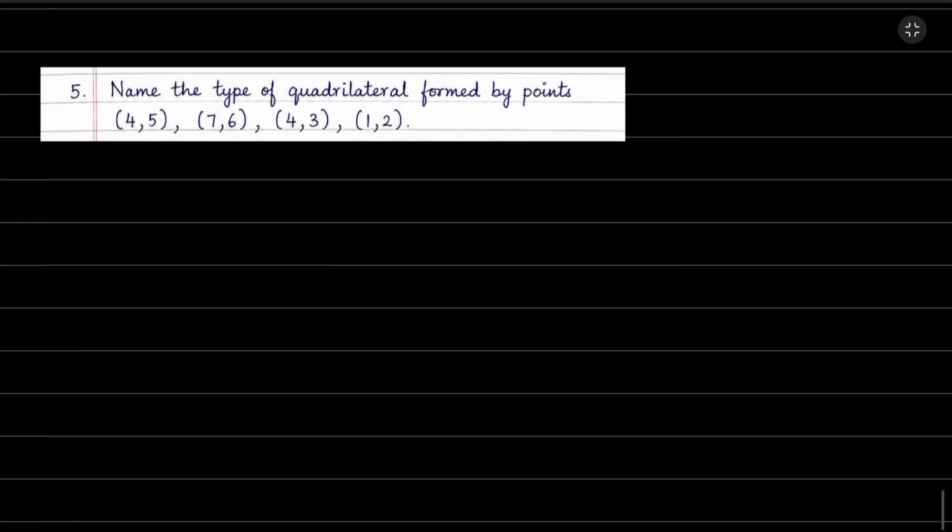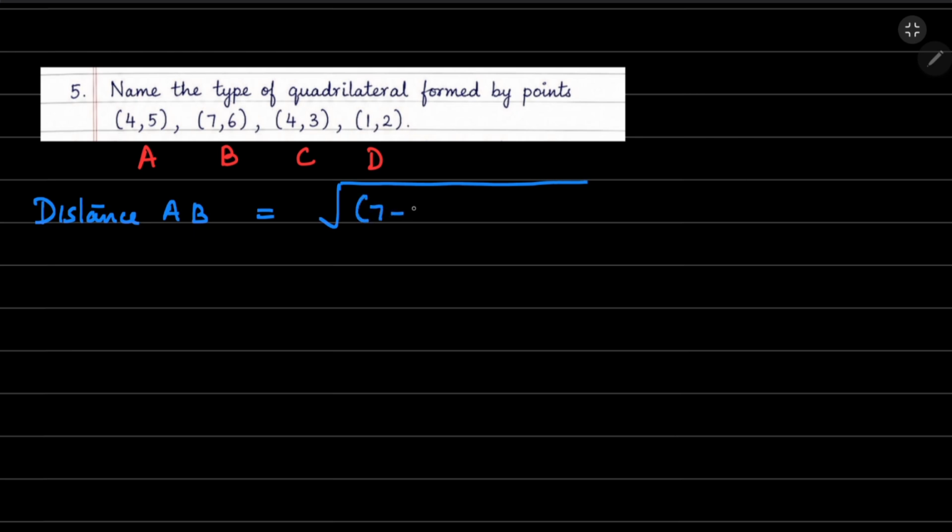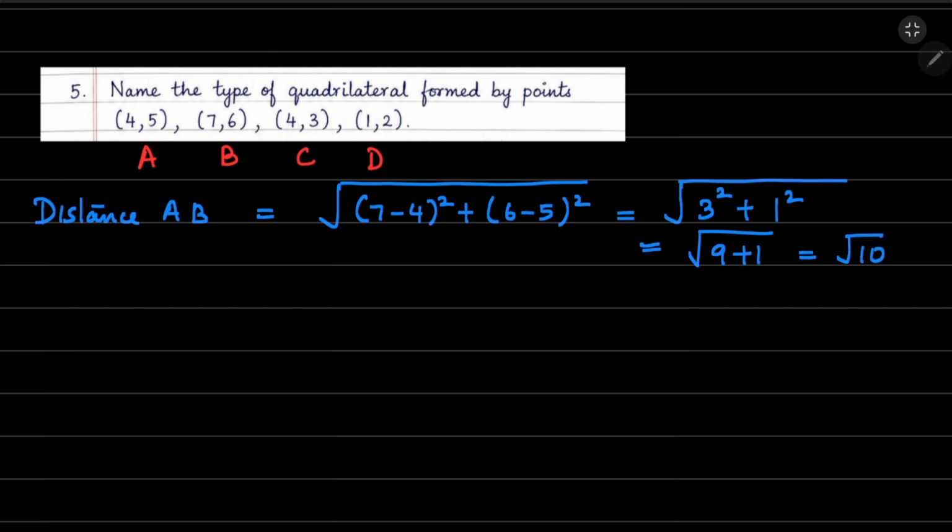Name the type of quadrilateral formed by the points. 4 points are given to you. Let them be A, B, C and D. Again, you have to calculate the distances. The distance of A to B, let's use the distance formula. It's the square root of x2 minus x1 the whole square plus y2 minus y1 the whole square. You can pause the video and do it yourself. It is equal to root of 3 square plus 1 square, which is root of 9 plus 1, which is root of 10.